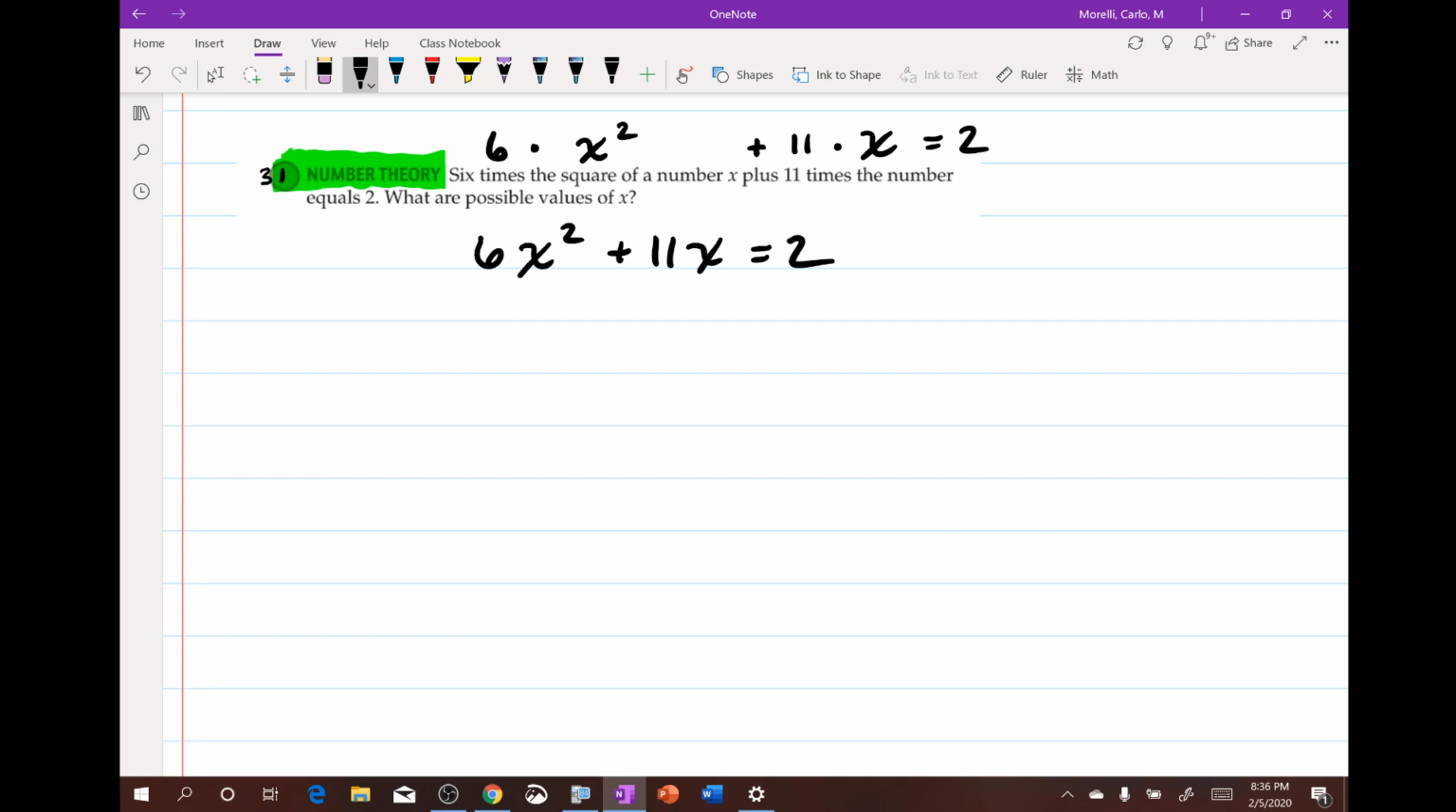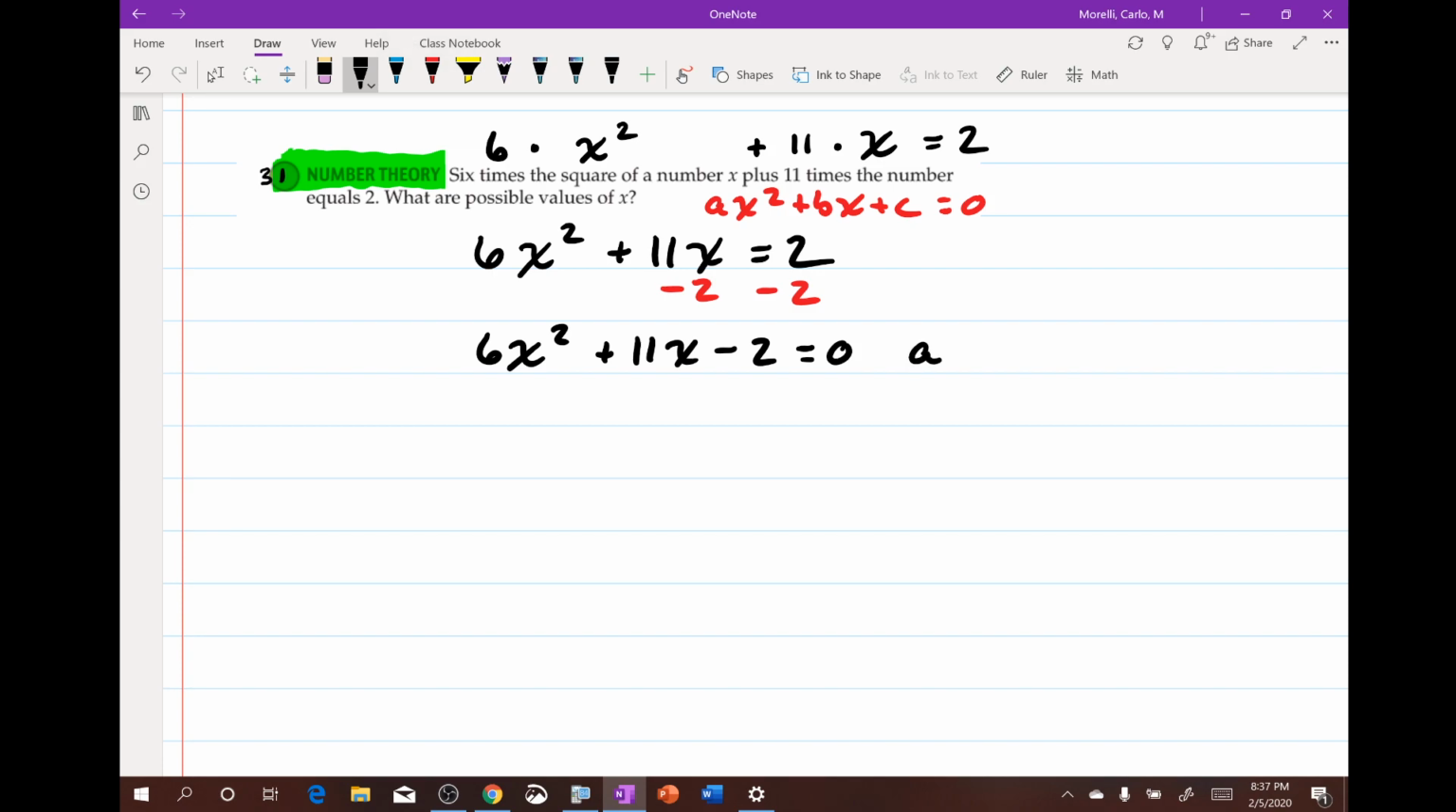Well, this looks more comfortable now. It's not in standard form, but we just need to get this into ax squared plus bx plus c equals 0 form. So we'll just subtract 2 from both sides. Okay, so now we have 6x squared plus 11x minus 2 equals 0. All right. Now we're going to have to do all of our stuff.